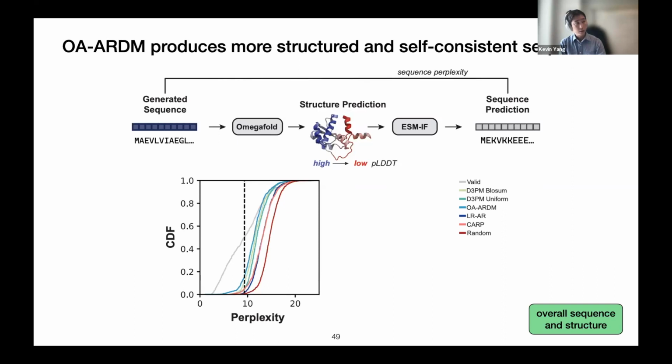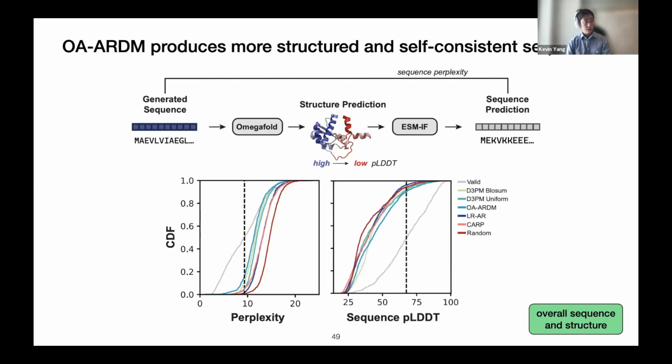So here is the perplexity. You can see, and lower is better. On the left, you can see the gray line from the validation set. So that's the thing we'd like to match. On the right is random. That's the bad thing. Everything is in between there, as you would expect. OA-ARDM does do better than anything else here, followed by Blossom, and then Uniform. And then the left to right autoregressive and CARP both do pretty badly.